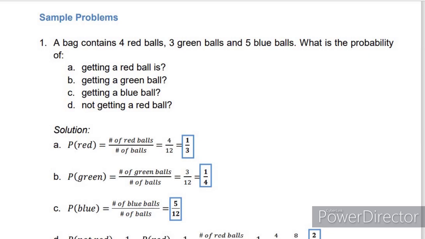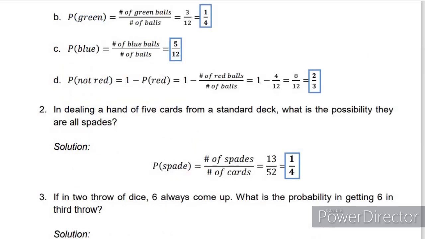Okay? Letter B, getting a green ball. The probability of getting a green ball is equal to the number of green balls, which is 3, over the total number of balls, which is 12. So the probability of getting a green ball is 1/4. Okay? Letter C, getting a blue ball. The probability of getting a blue ball is equal to the number of blue balls, which is 5, over the number of balls, which is 12. So it is 5/12.